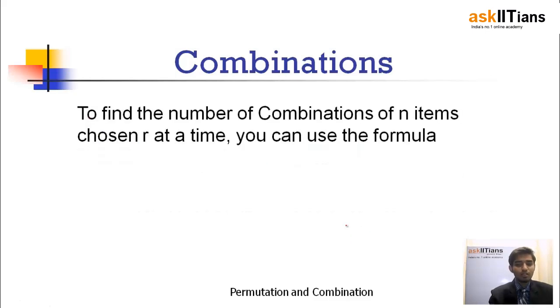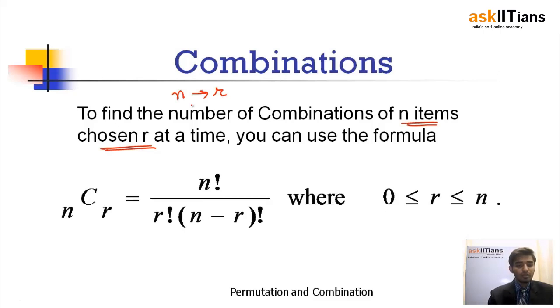Let us see exactly how we can find out the total number of combinations of n items chosen r at a time. So if there are n items and out of them I want to select only r items, then what will be the formula? The formula will be nCr, and nCr can be calculated by using n factorial divided by r factorial times (n minus r) factorial, where again r is going from 0 to n.